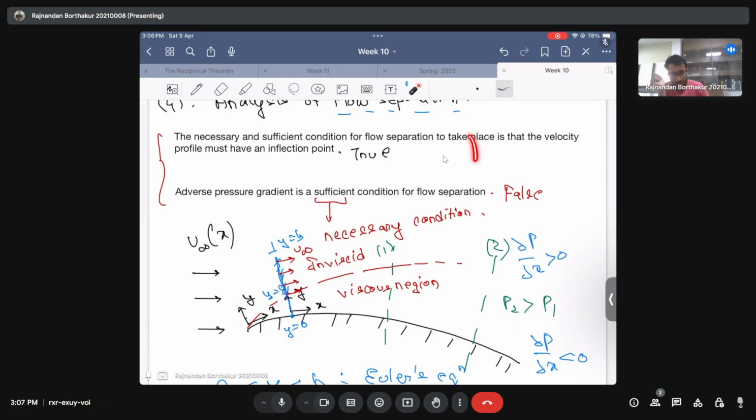For instance, if I have a velocity profile like this, this profile indicates that there is an inflection point, okay? Because the nature of the curve changes, and the curvature itself attains a local maximum or a local minimum. That's the mathematical reason behind having an inflection point. When the curvature of the velocity profile changes its sign, it indicates that there is an inflection point, and the necessary and sufficient condition for flow separation to take place in these kinds of geometries is that the velocity profile must have an inflection point, okay?